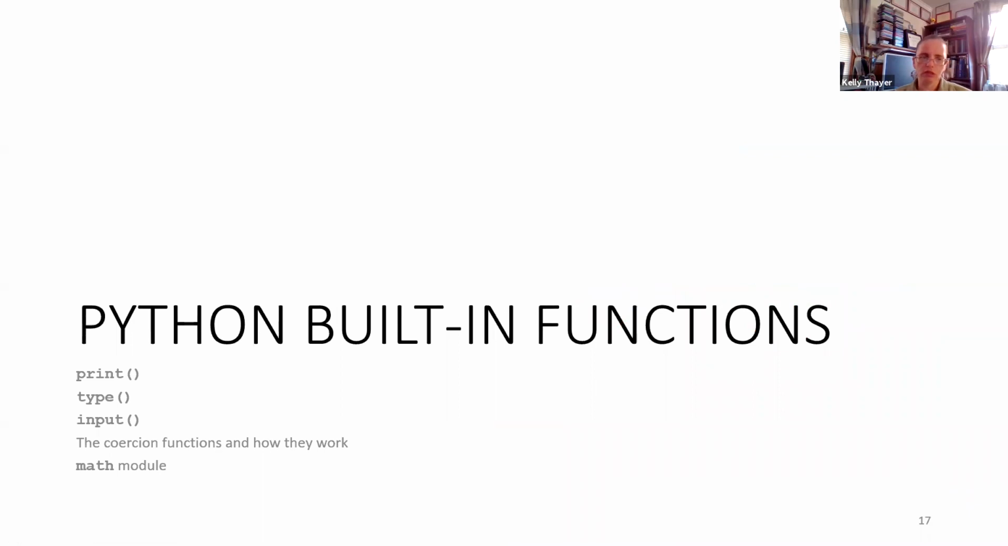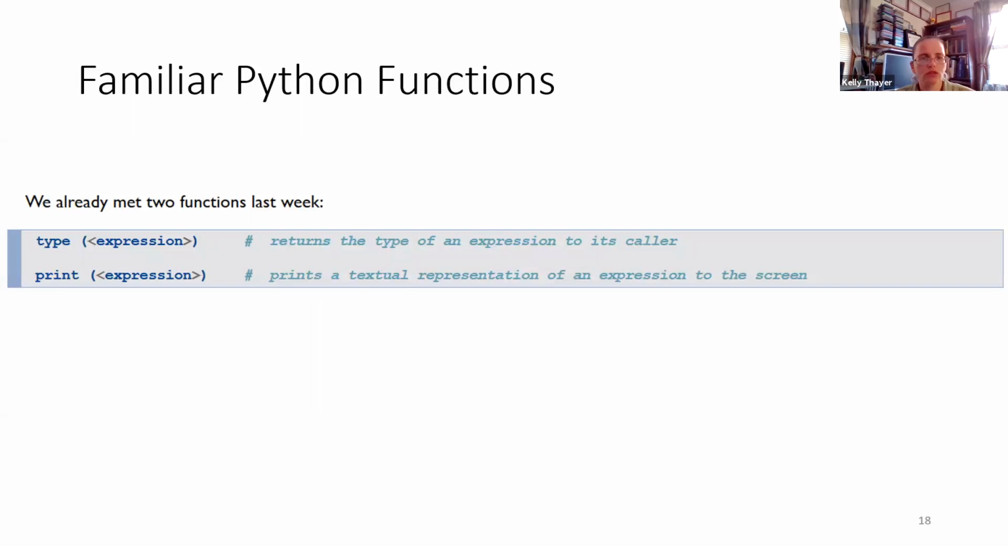All right, so the other thing I want to talk to you about today is the Python built-in functions. There are a number of them that you've already been using, plus a couple of others that we haven't seen yet that are very useful. So some familiar Python functions are type and print. Type is a built-in Python function that takes an expression and returns the type of the expression to the caller, and print will print the textual representation of an expression to the screen and returns none.